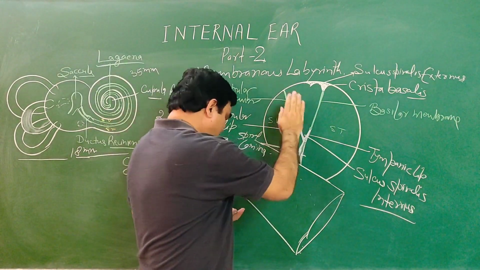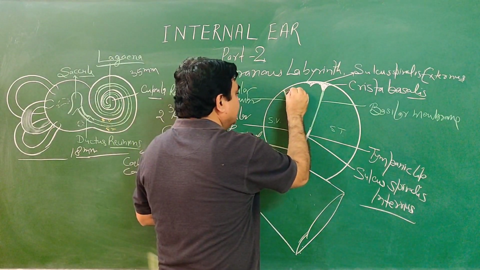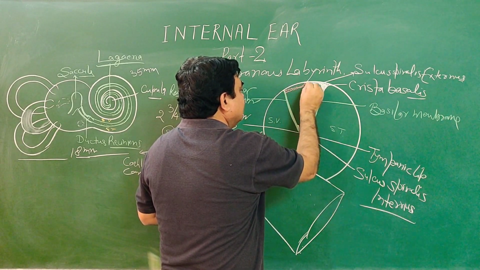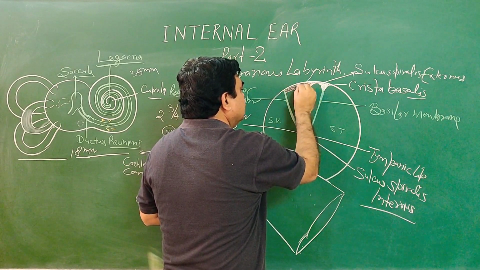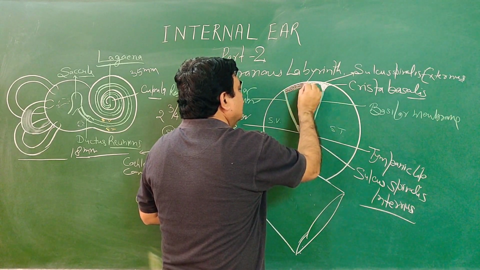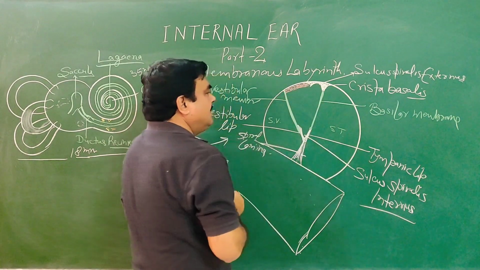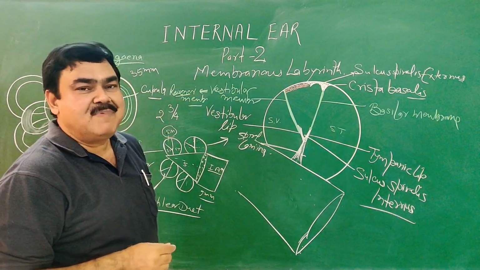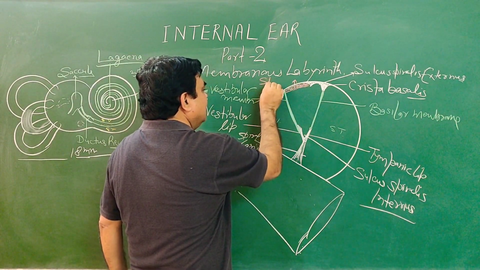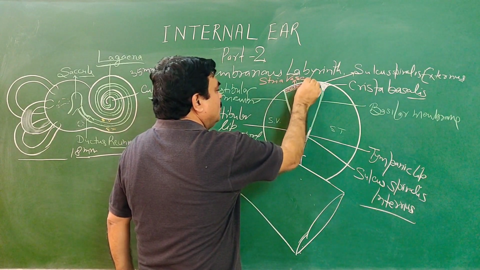This is the site where endolymph is formed. Here is a three-layered simple squamous cell layer. Here the vascular supply is very rich, and this is known as the stria vascularis. This part is known as the stria vascularis.